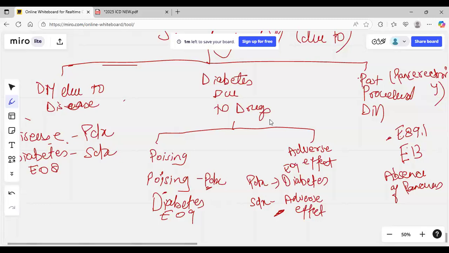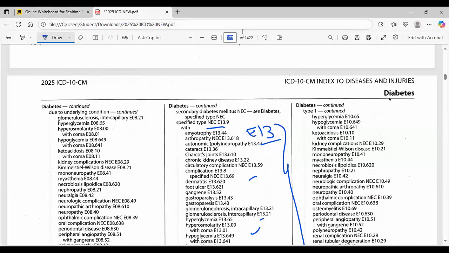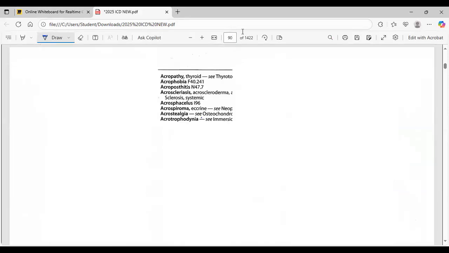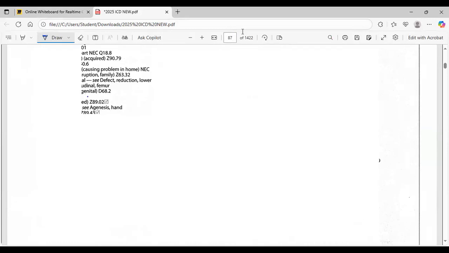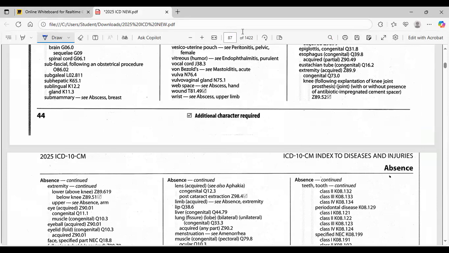So you have to keep hypoinsulinemia. E89.1 is for hypoinsulinemia, which will represent that the patient has low insulin in the blood, followed by you have to code diabetes, and in the last you will use the code for the absence. And for the absence, you will refer to absence in the index. Here we go. Absence in the index.